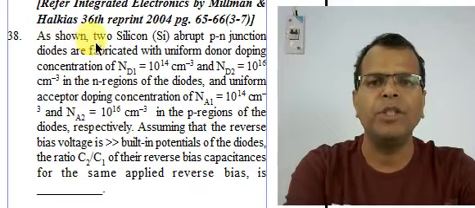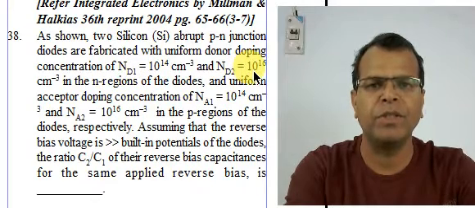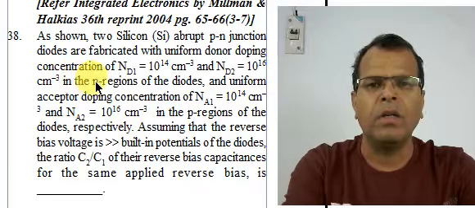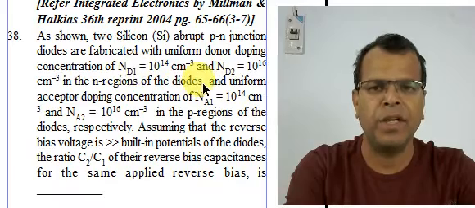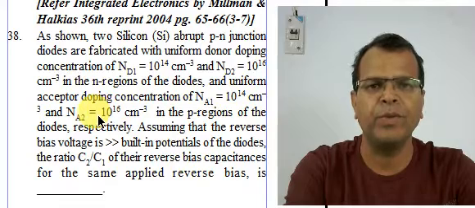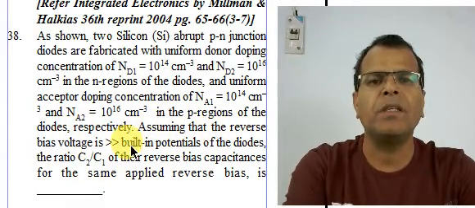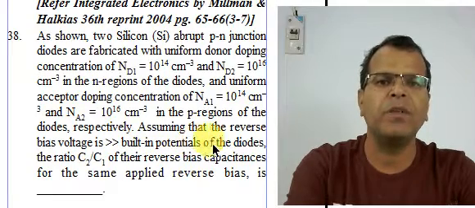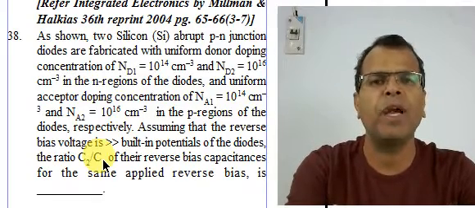As shown, two silicon abrupt PN junction diodes are fabricated with uniform donor concentrations ND1 and ND2 in the N regions of the diodes. The uniform acceptor doping concentrations are also given to you, that is NA1 and NA2. The first diode has lower concentration, and the second diode has higher concentrations in the P region of the diodes. Assuming that the reverse bias voltage is much greater than the built-in potential, you have to find the ratio of capacitances.